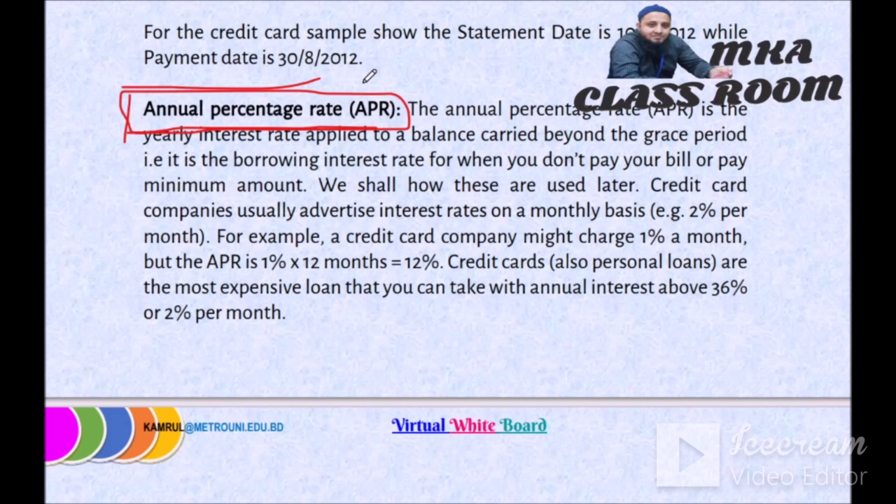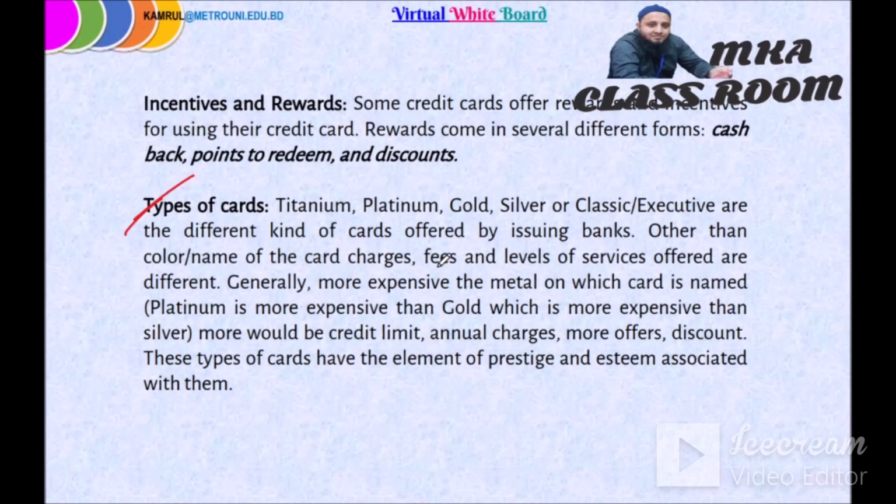Then incentives or rewards. Sometimes credit cards offer rewards or incentives for using them. Rewards come in several different forms: cashback, points to redeem, and discounts. And here we will see types of cards. There are different types of cards: titanium cards, platinum cards, gold card, silver card, classic card, executive cards, and different cards offered by different issuing banks.